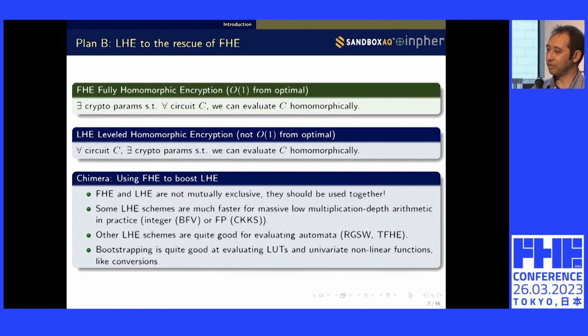And so LHE basically is very good to apply massive arithmetic circuits, massive matrix multiplications. Bootstrapping is very good when it comes down to evaluating logic, lookup tables, or nonlinear functions, or converting from one format to another. And if we mix both, then we can start to obtain things that are really interesting.